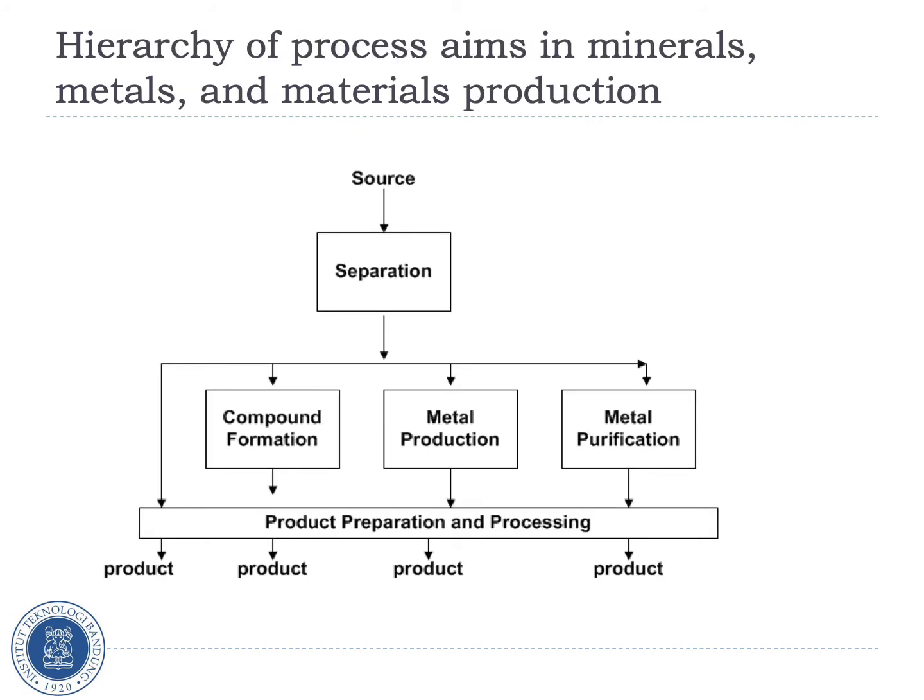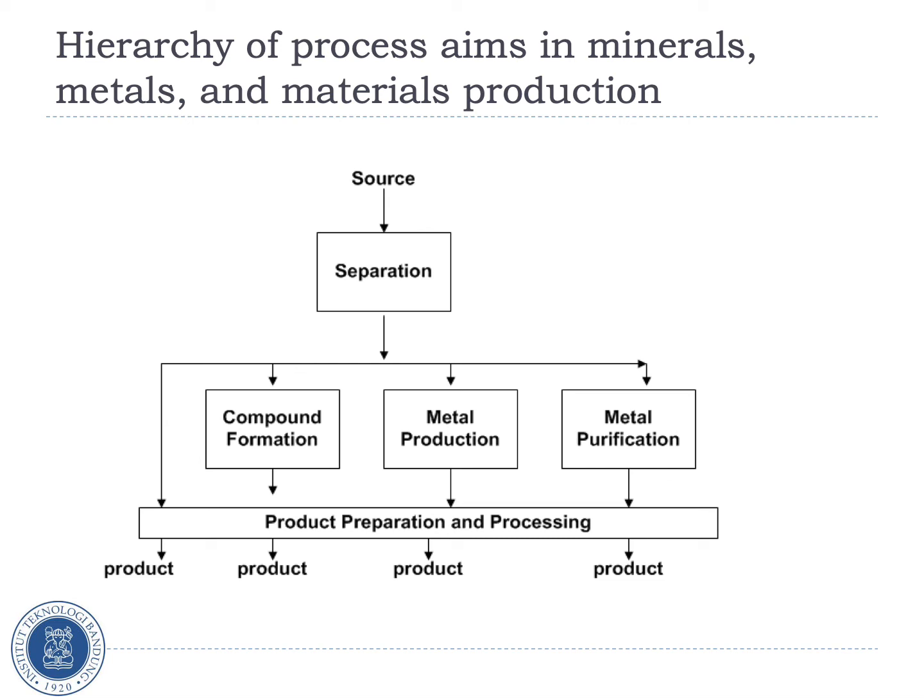This graph shows a hierarchy of process aimed in minerals, metals, and materials production. I took this from Facebook. From the source, the main block diagram is separation. Because mostly the source of mineral has a lot of gangue, not only the metal or the compound that we want, but also there's gangue material, for example, stone, rocks, or sand that we don't want. So we have to separate it to make it concentrated, and after that we need to do a processing.